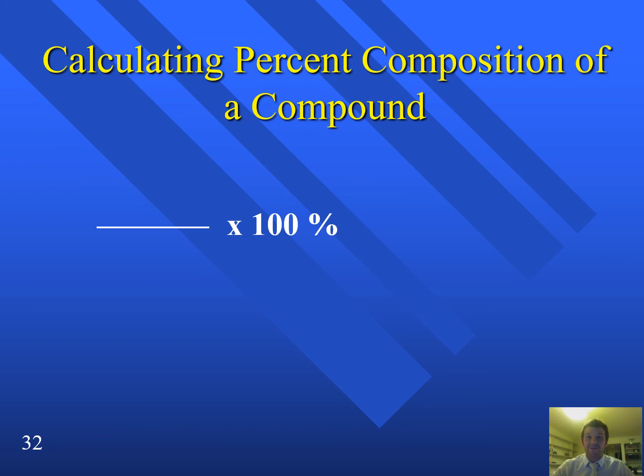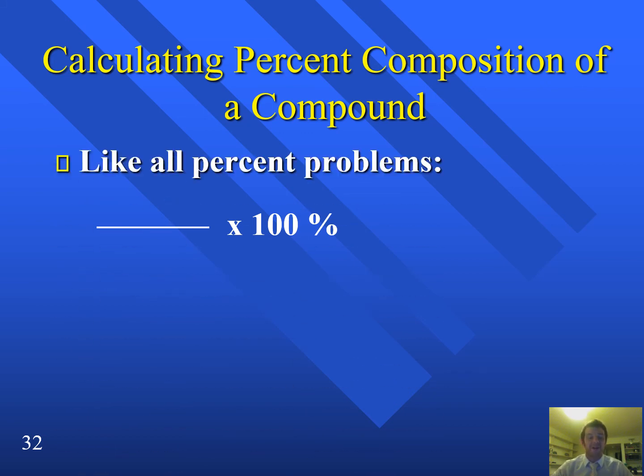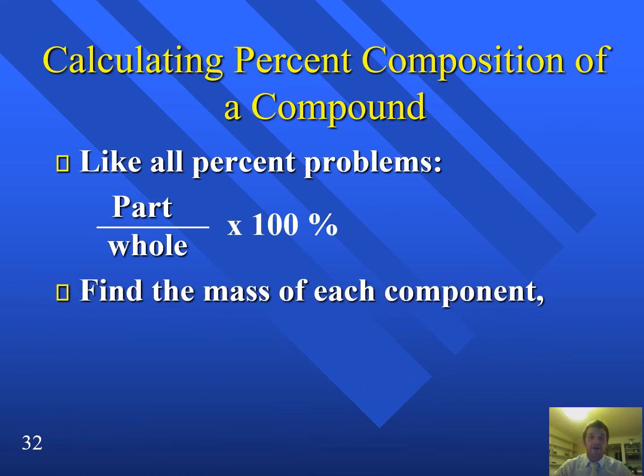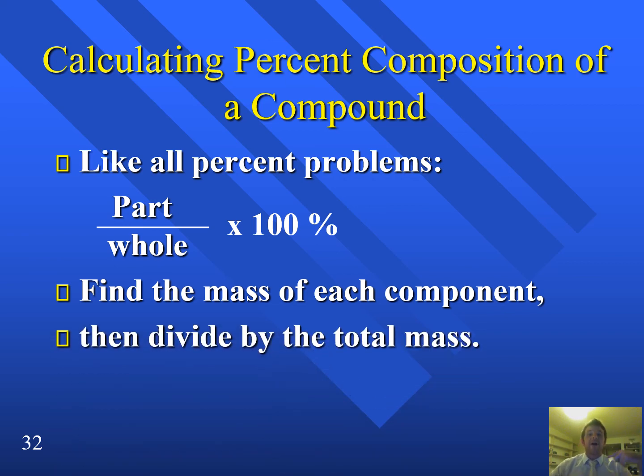Calculating percent composition of a compound. This is going to be a little bit tricky. So like all percentages, it's going to be part divided by a whole times 100. Every percentage you've ever seen follows this rule. So what you're going to have to do is figure out the mass of each part and then divide by the total mass. This sounds a little tricky right now, but when you start to see it in practice, it's not all that bad.